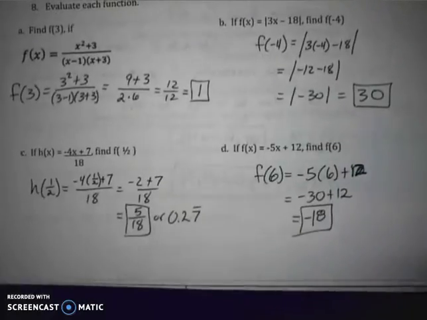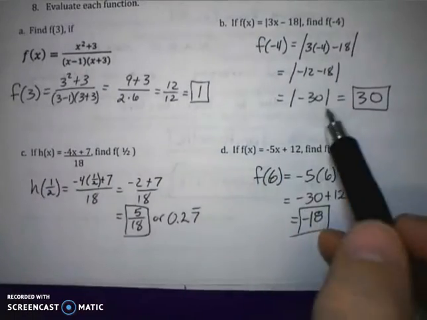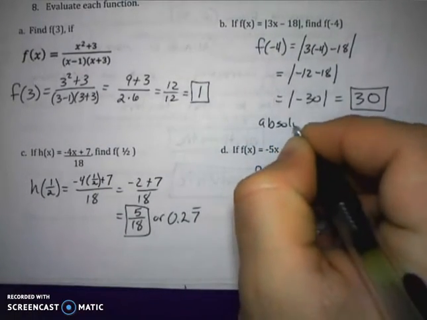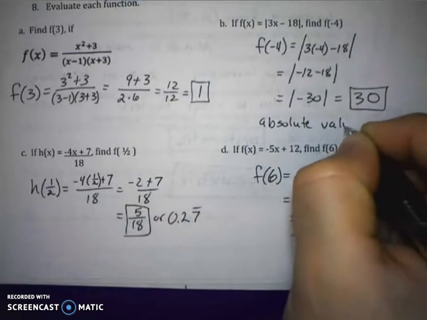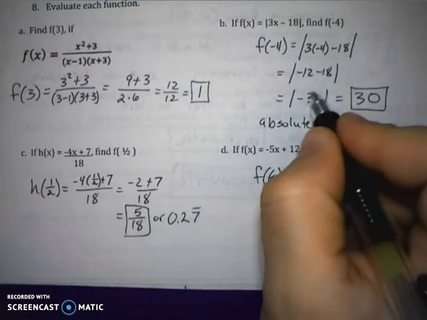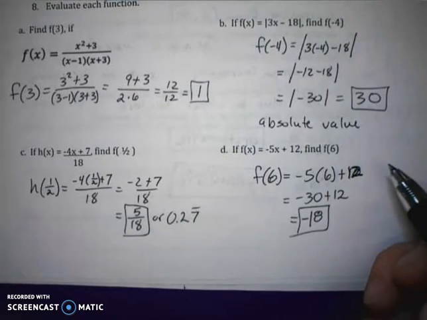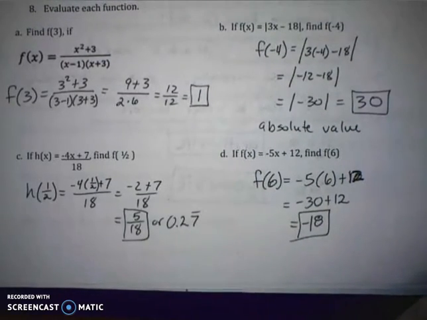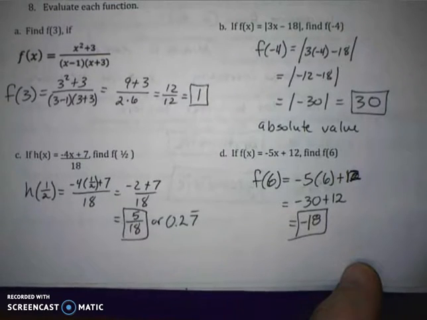Okay? Number 8, all we're doing is plugging numbers in here. Remember, these bars mean absolute value. The absolute value of -30 here is just +30. Okay, again, if you need more time, just pause the video to look at these. Otherwise, I'm going to keep moving on.